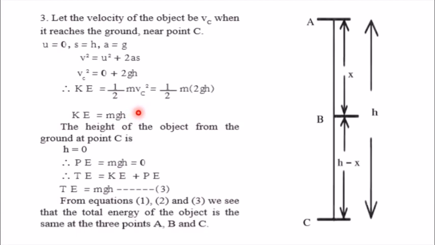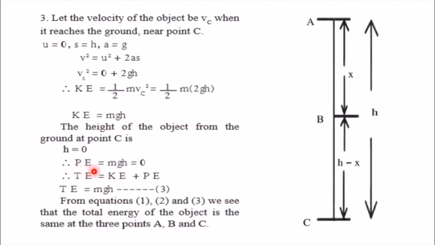Now, we will calculate the potential energy. When the object reaches point C, there is no height. So that means height will be equal to 0. As it has reached the ground, there is no height which is acting on it. So that means we will take height as 0. So h is equal to 0.